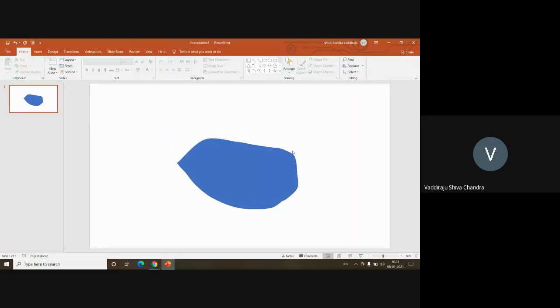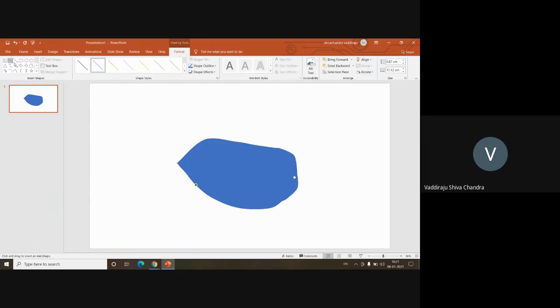Assume that this is the area I want to delineate. I want to determine the area. So what I'll do is first I will run a center line.